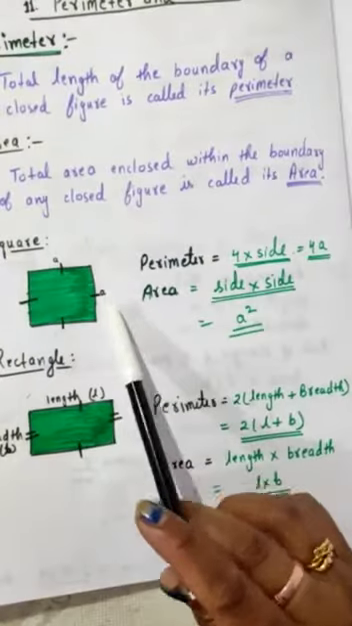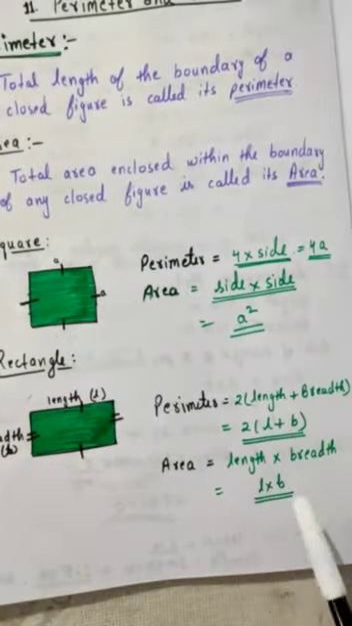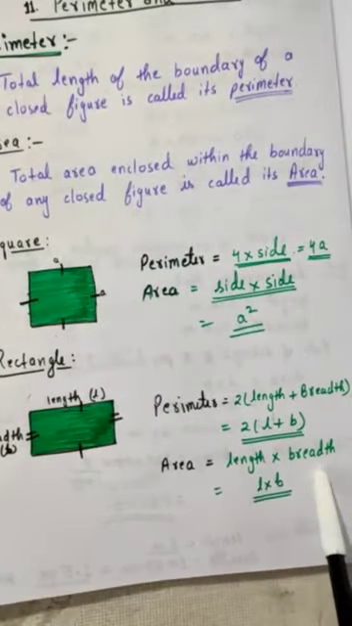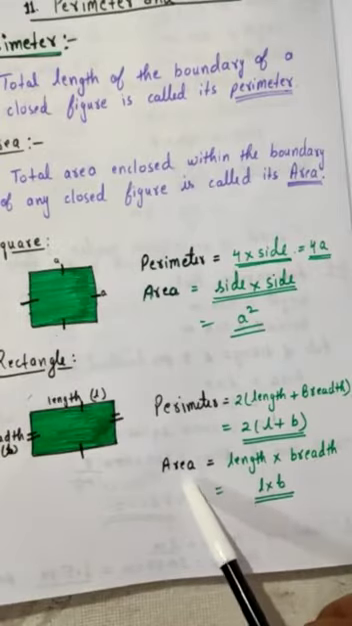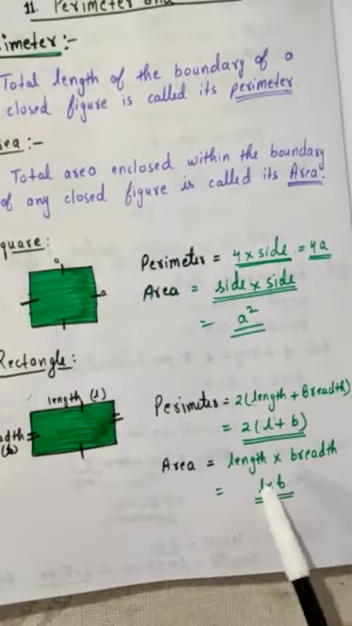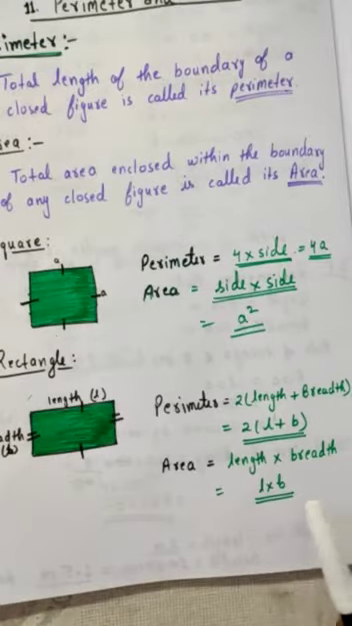Now in that case both were the same, that's why it became side square, but here length is different, breadth is different, so the area will be given by L into B. So this is the revision of perimeter and area, and now we will solve the sums.